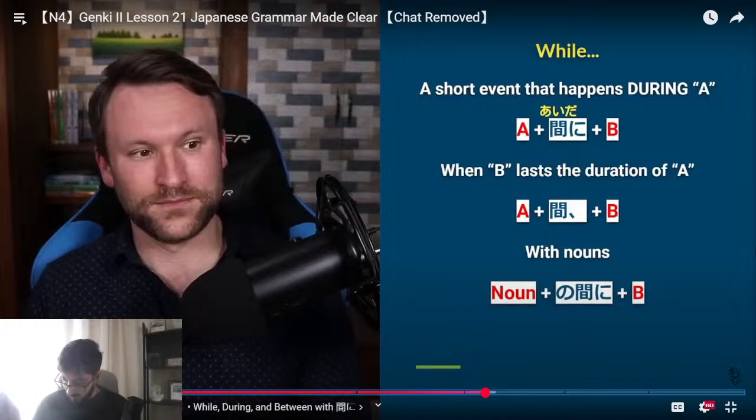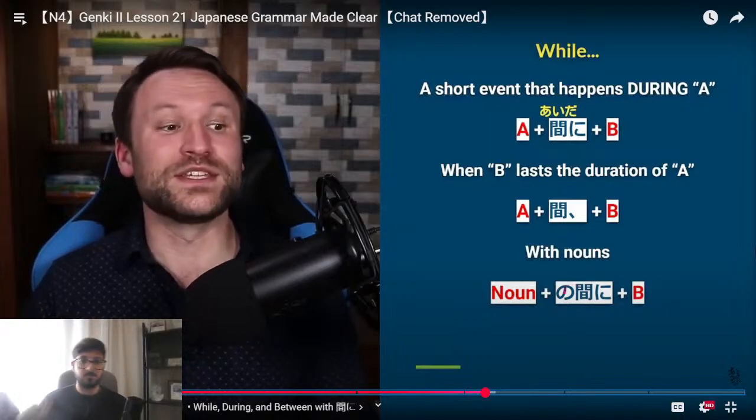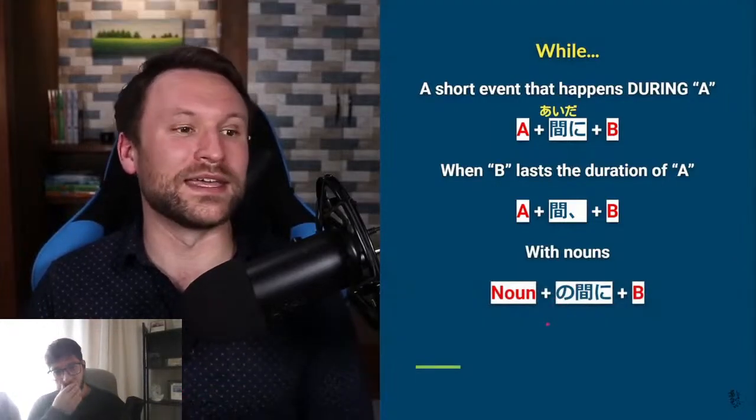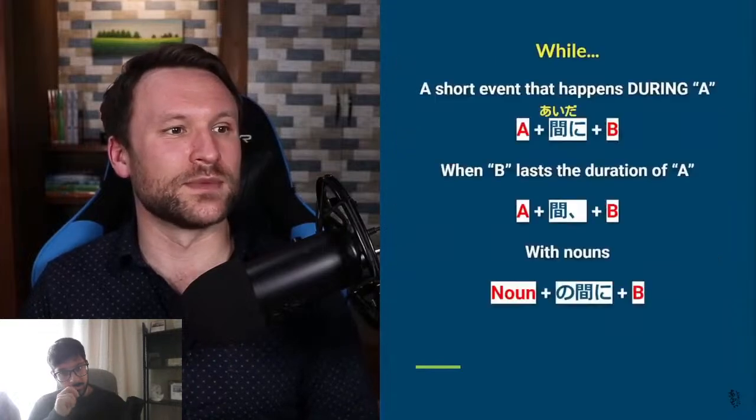With nouns, we use noun plus no, aida, ni. But you need to use the no particle before aida ni in that situation. So let's go ahead and go over some examples.